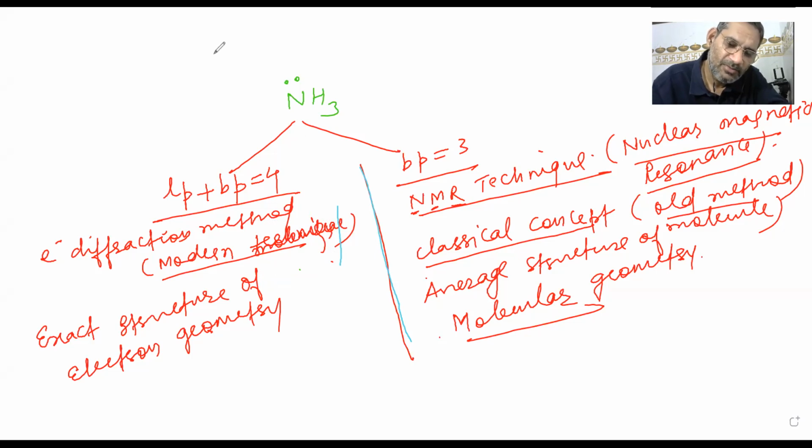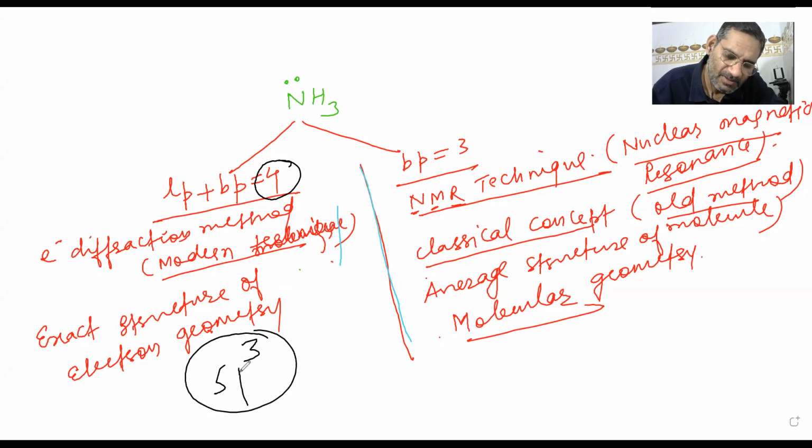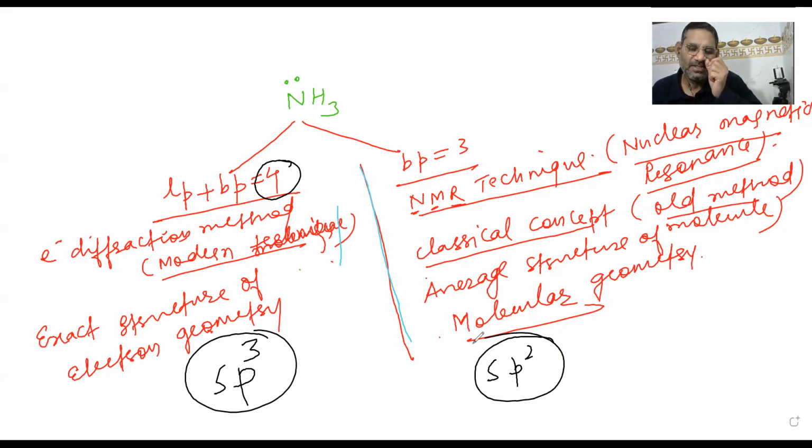What I'll do now, see, total is 4, so hybridization will be sp3. Total is 4, so hybridization will be sp3. And here it is 3, so hybridization will be sp2. This is the difference between these two methods, the electron diffraction method and the NMR technique.